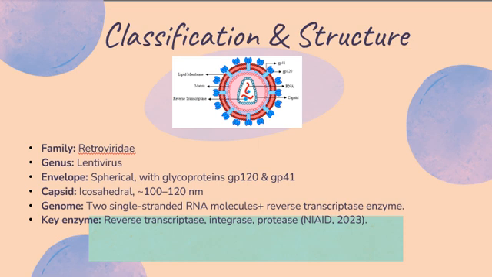These enzymes are critical because they allow the virus to copy its RNA into DNA and insert it into human cells. The viral surface proteins, which are GP120 and GP41, are like the keys that let HIV enter CD4 T cells.